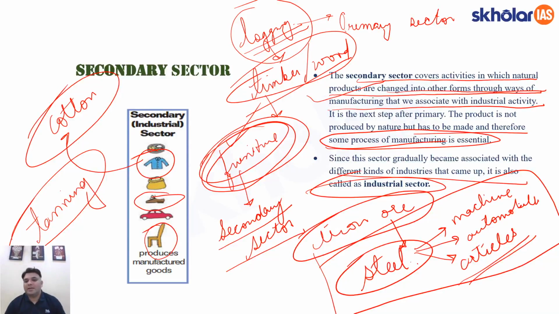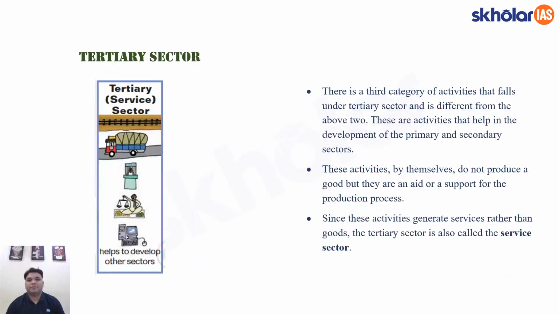So these are all the secondary sector examples, and you should understand why it is called the industrial sector, because to convert anything that is naturally available into something which is usable, you require some level of industrial activity. Without any industrial processes, without any industrial activities, these things cannot take place or these things cannot be supplied, right? So this is the secondary sector.